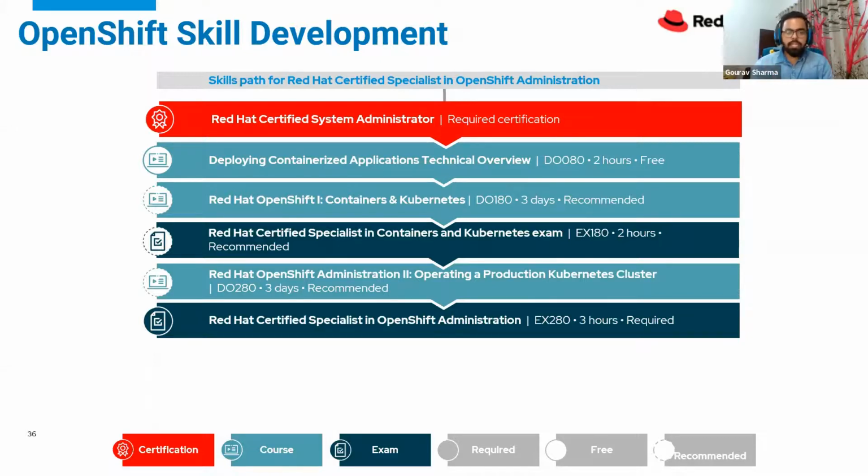Talking about containers, the next step: we offer a few free courses where you can get a glimpse of how containers work, or a technical overview of containerized applications. Then you can start learning with the Container and Kubernetes course, where we help you deploy your containers, write your Dockerfiles, and manage with the Kubernetes tool, because the Red Hat OpenShift platform is also a certified Kubernetes platform itself. From day two, the moment Kubernetes was made open source, Red Hat has been a leading contributor to the Kubernetes project.